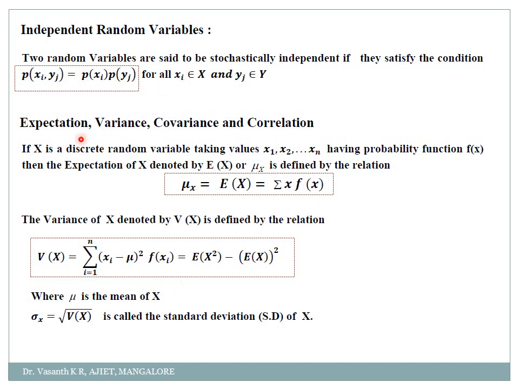So for expectation, if x is a discrete random variable taking the values x1, x2, and so on up to xn, with the probability function, then the expectation of x is denoted by E of x, or simply mu x. You remember the mean? Same way here. The expectation of x is the summation of xi into p of xi, the same way you did in normal probability. Expectation of x is equal to the summation of xi into p of xi, or here we write it as f of xi. Similarly, variance is the expectation of x square minus the expectation of x the whole square.